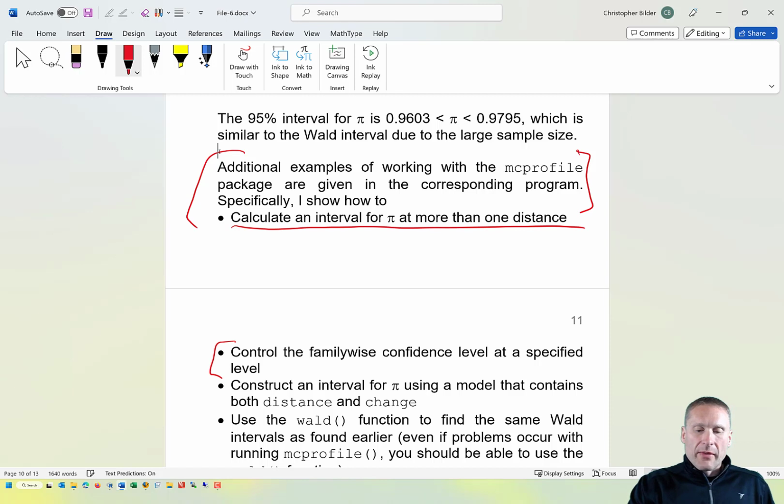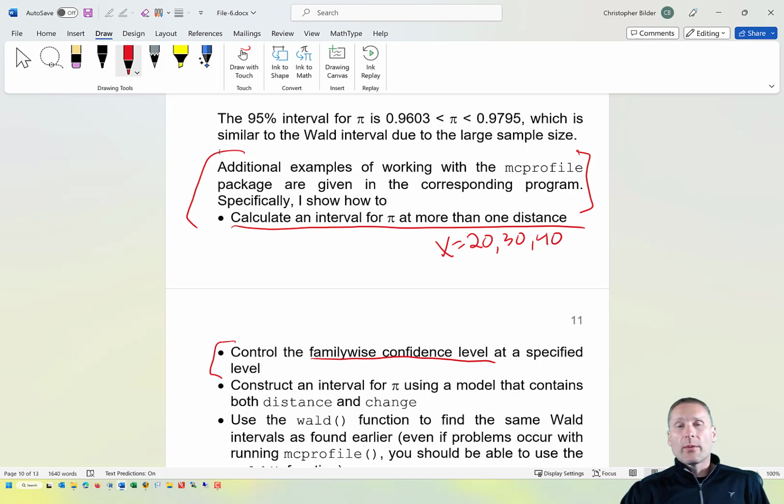Also, with the mcprofile package, you can control the family-wise confidence level. Now, in the prerequisites for this particular course, all of you should have seen a family-wise confidence level before. Typically, it's introduced in the context of analysis of variance and doing multiple comparisons. It essentially has the same meaning here. Real briefly, just to review, let's say I want confidence intervals at 20, 30, and 40 yards for distance. So I want 3 confidence intervals, and maybe for each, I calculate 95% confidence intervals. Okay.